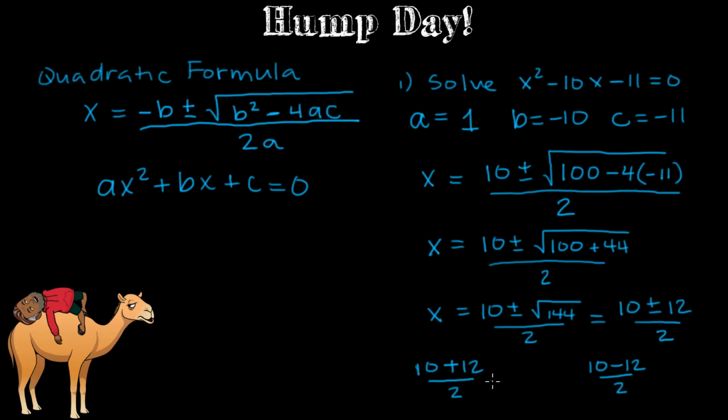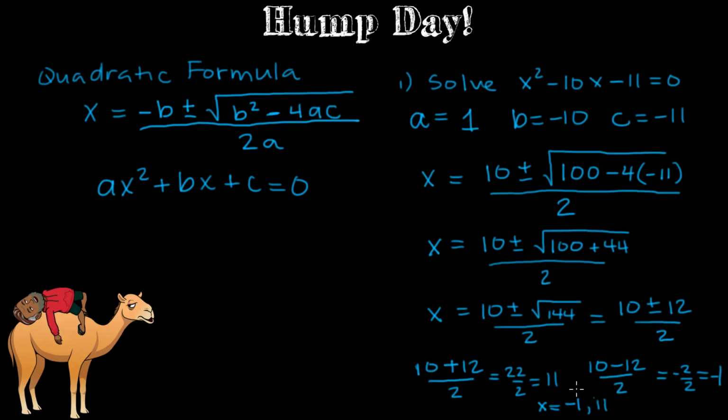This is going to give me 22 over 2, which is 11. And then this one over here is going to give me negative 2 over 2, which comes out to negative 1. So I now have 2 answers. My answers are that x equals negative 1 and 11.